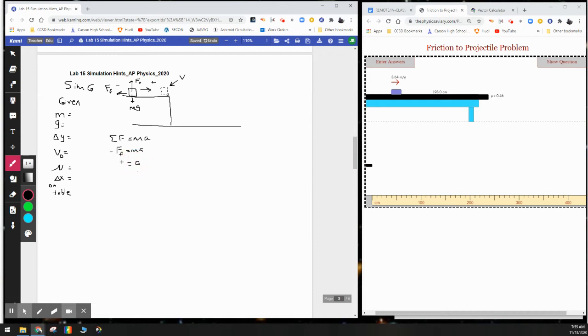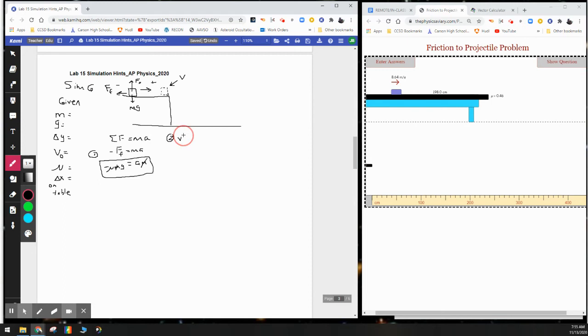So here's a. a is going to be minus mu g, and this is ma, so the masses cancel out. So from here, we get our acceleration. So this would be step one. There's our acceleration.